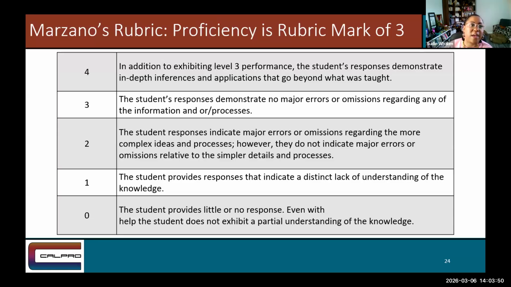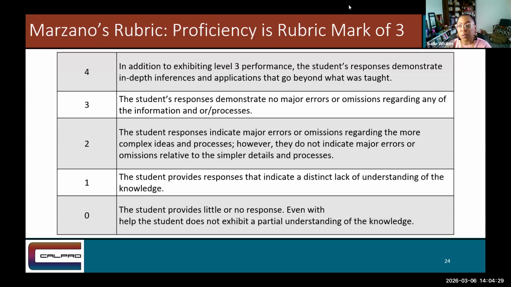So if they are at a level 4, that means in addition to being able to exhibit level 3 performance, and level 3 is typically proficient, the student response demonstrates in-depth inference and application that goes beyond what was taught. Remember when we were talking about our DOK levels and objectives, and we said for students who might be more advanced, look to the next level standard up. That's where that next level up would be reflected in your rubric at level 4. Now, level 3, that should be proficient. The student response demonstrates no major errors or omissions regarding any of the information and or processes. So they can do the thing proficiently, whatever the standard or skill may be.